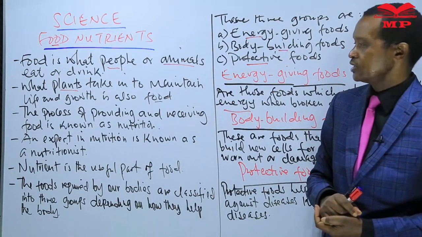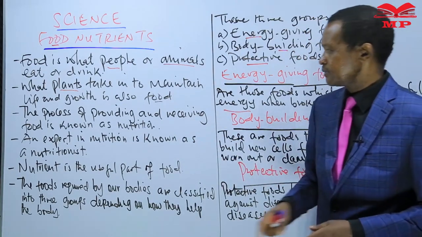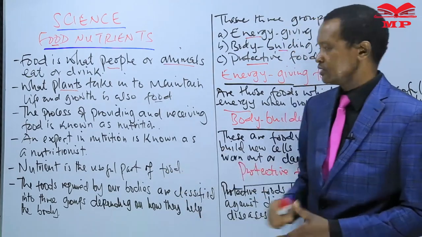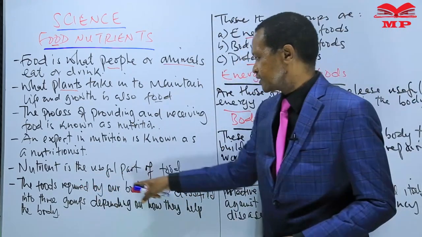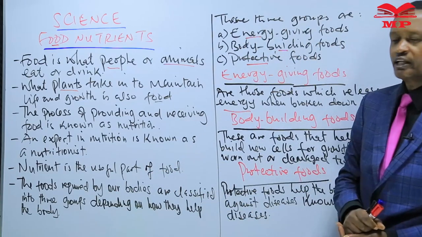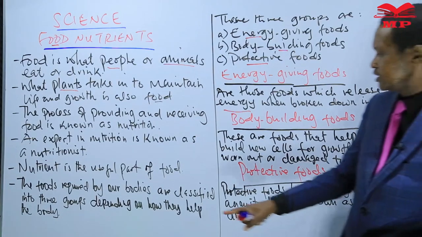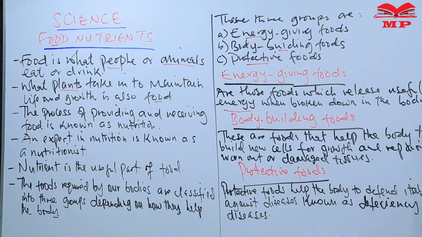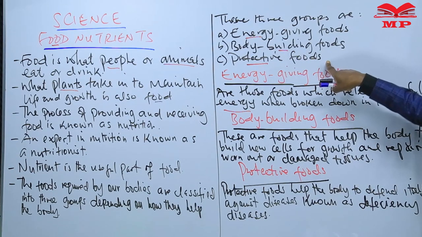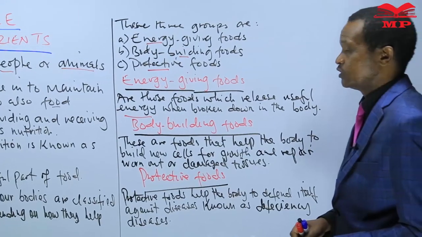We learned today also that the process of providing food and receiving food is known as nutrition. An expert in nutrition, we said, is known as a nutritionist. And nutrient, we said, is the useful part of food. Then we went to a very important section in our today's lesson where we say that the foods required by our bodies are classified into three groups depending on how they help the body. And these are the three groups: energy-giving foods, the body-building foods, and protective foods. Then we have defined the three groups of foods. So that marks the end of our today's lesson.